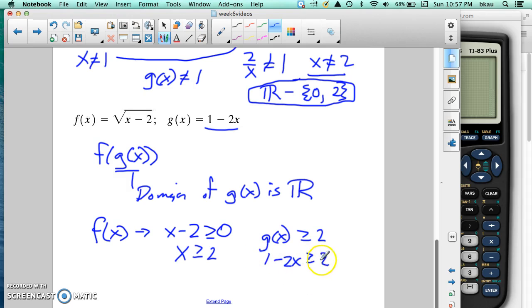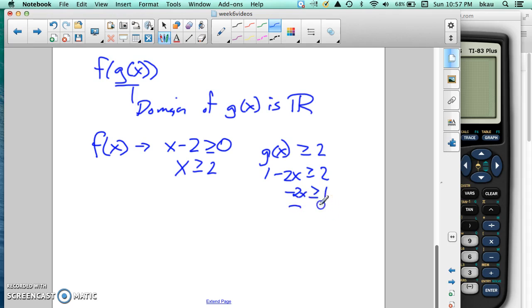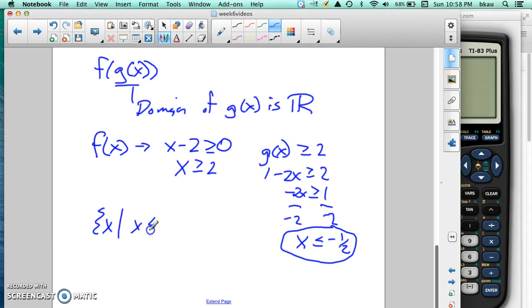So move the 1 over by subtracting. So we have 1 is greater than or equal to -2x. We divide by -2. In dividing by -2, we have to exchange the symbols here. So we're going to x is less than or equal to, not greater than or equal to, -1/2. So this is our restriction. We can say the set of all x's such that x is less than or equal to -1/2 is our domain.